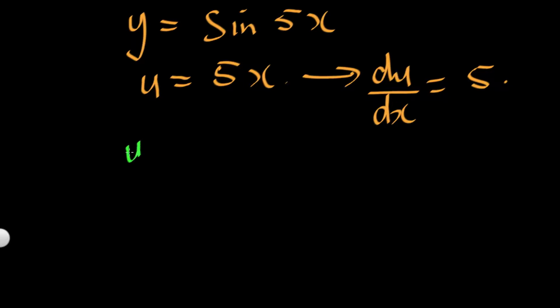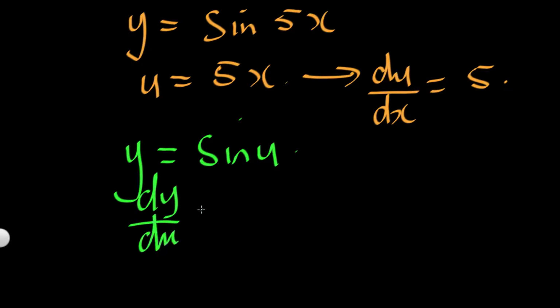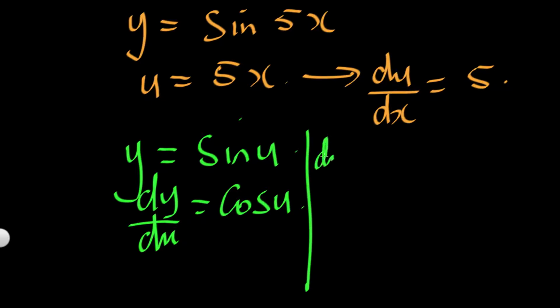Then our y, obviously, will be equal to sine u, so dy/du will be equal to cos u. Now we have the two components of our chain rule, dy/du and du/dx. To get our dy/dx, therefore, we know that it is dy/du, which is cos u, times du/dx, which is 5.